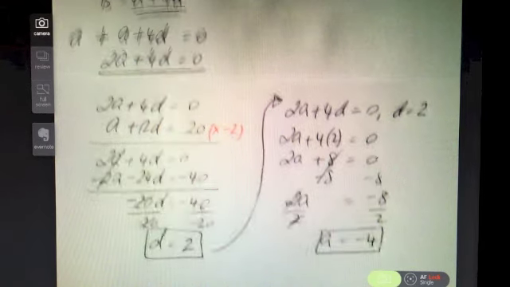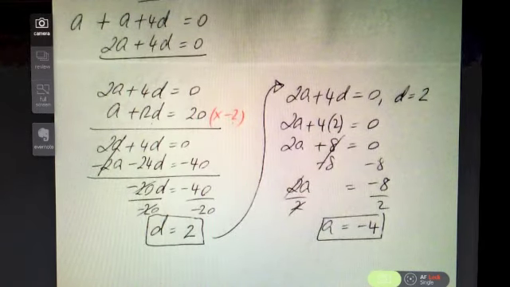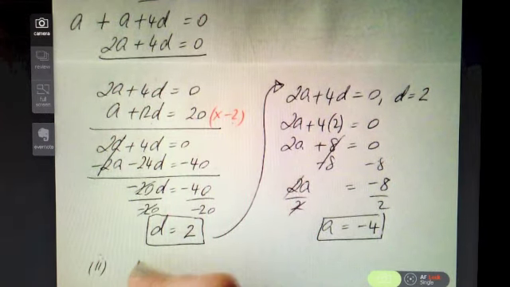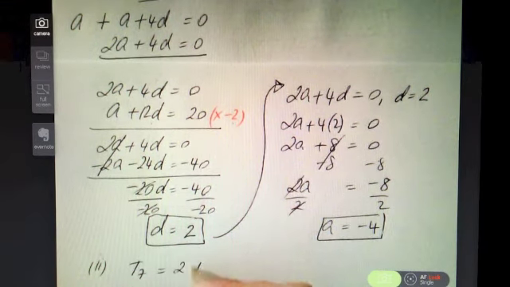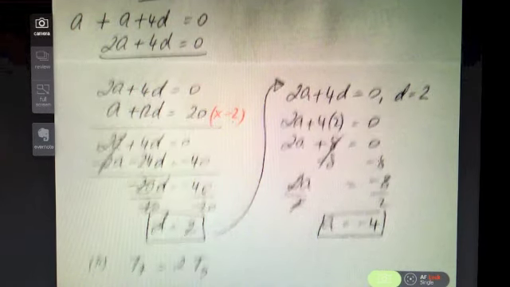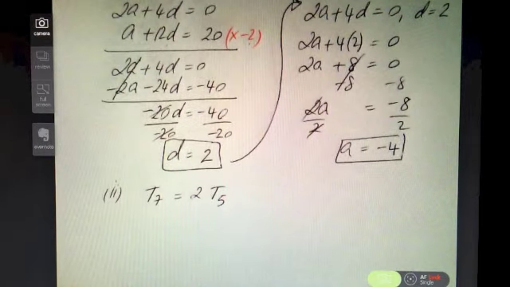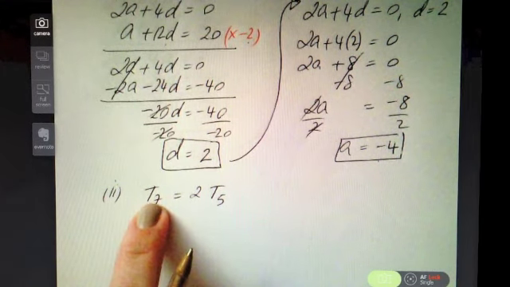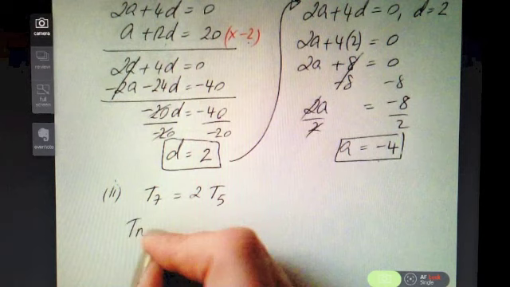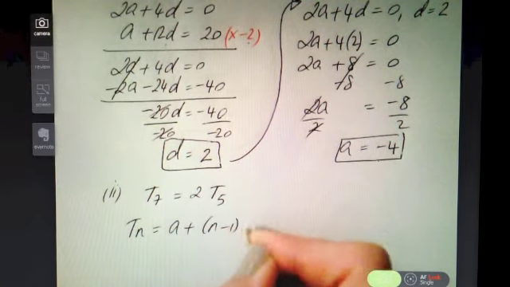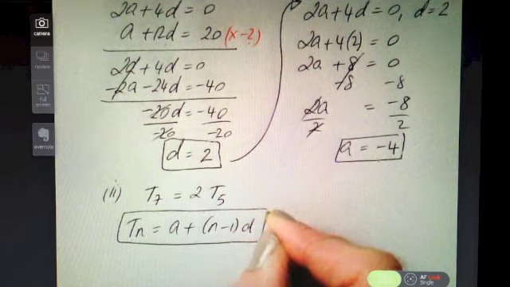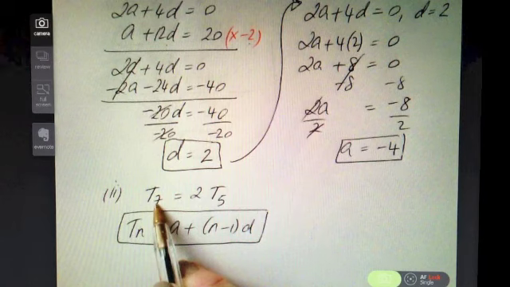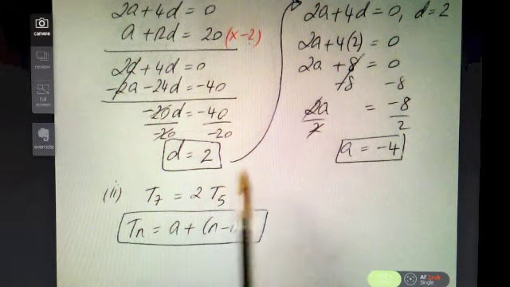So we have our A and we have our D, which was the first part of the question. The second part of the question, I'm just going to write it out here again for ourselves. It asked me to show that T7 is equal to twice T5. Okay, so T7 is equal to twice T5. Right, well, let's first of all try and work out what T7 is. So again, going back to our formula for the nth term. This time, there's lots of bits of information I know. I know A, and in this case, if I'm looking at T7, I know what N is, and I know what D is as well.